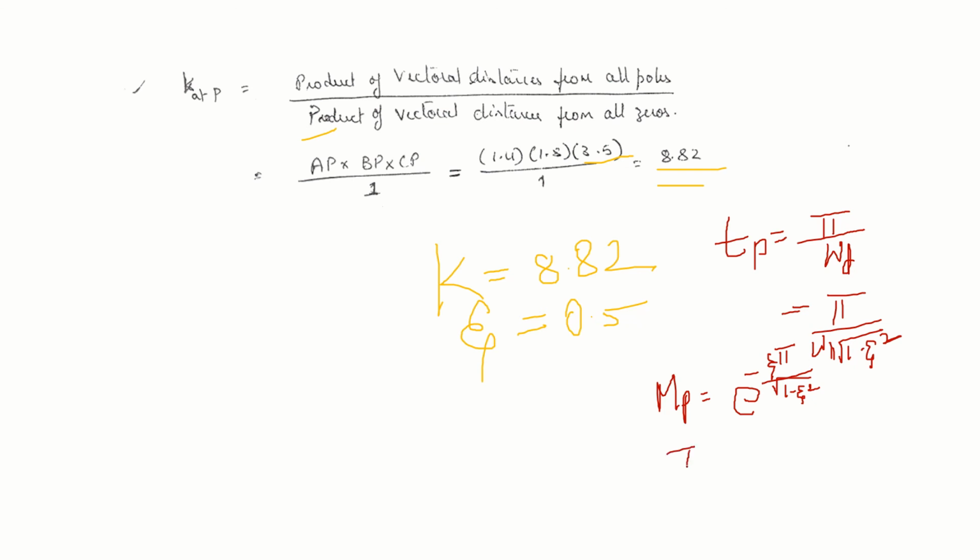What is the time constant? It is 1 by zeta omega n. Then what is the settling time? 4 times the time constant. So that way I can get the system time response specifications.